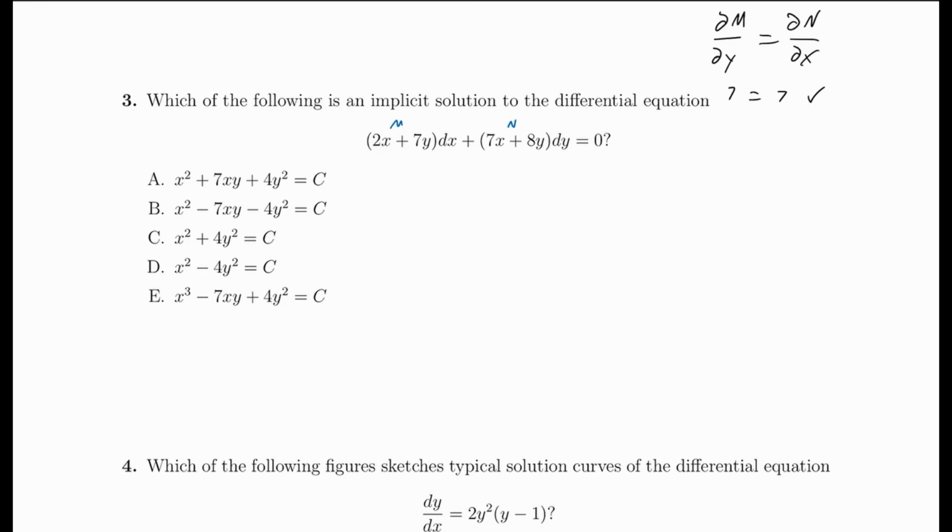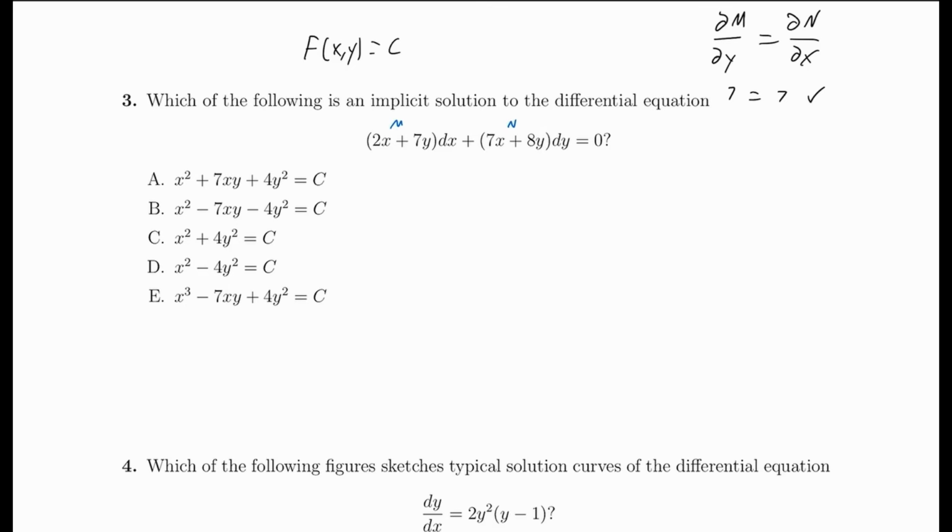Our solution to an exact equation is going to look like big F of x, y is equal to a constant c. Ultimately, what we want to do here is find a big F function such that its partial derivative in terms of x is equal to M, and its partial derivative in terms of y is equal to N.